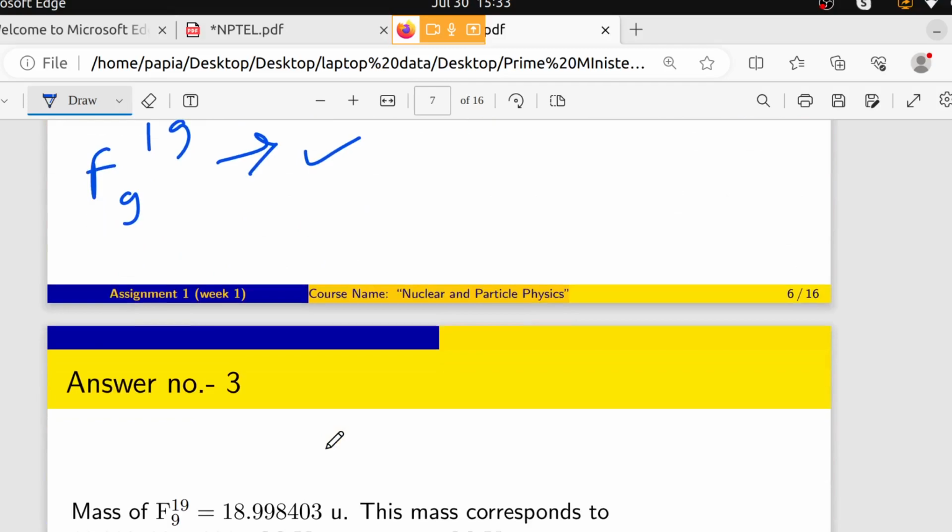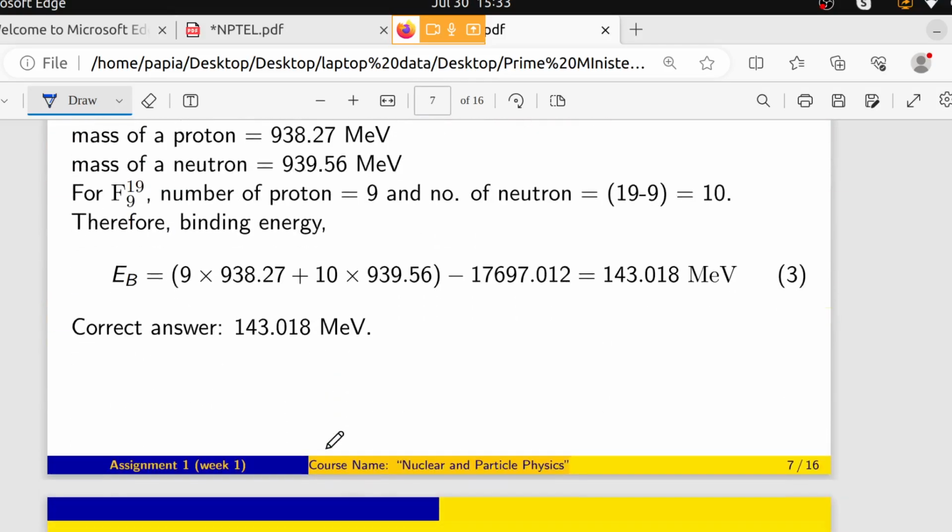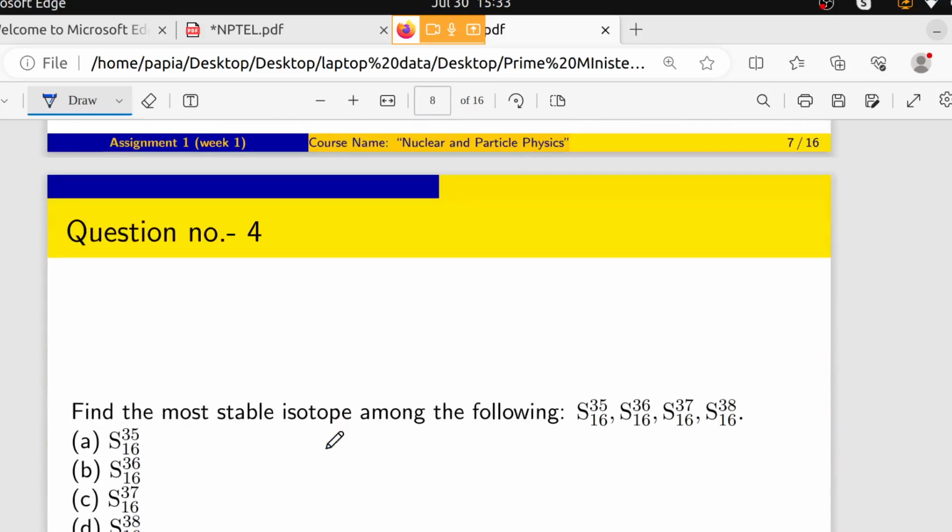Now, as I already mentioned the third question in the previous slide, we will skip that. In that question we can see the semi-empirical mass formula in a little more detail. So what is the question here? The question is to find the most stable isotope among the following. There are 4 isotopes of sulfur here, sulfur has 4 isotopes mainly. So what are the isotopes here?